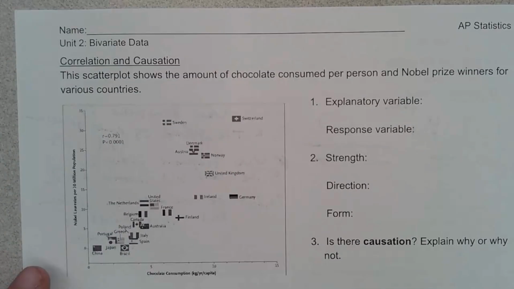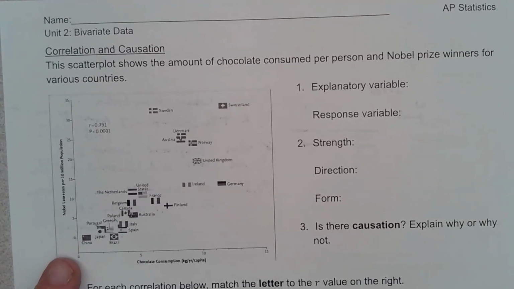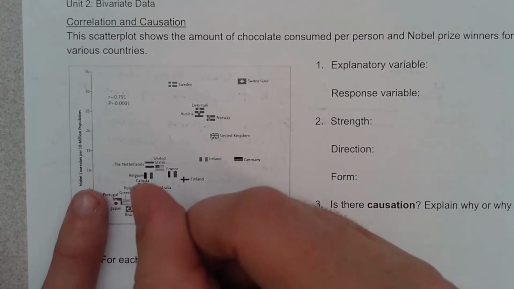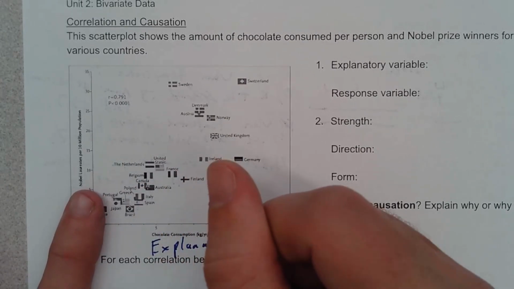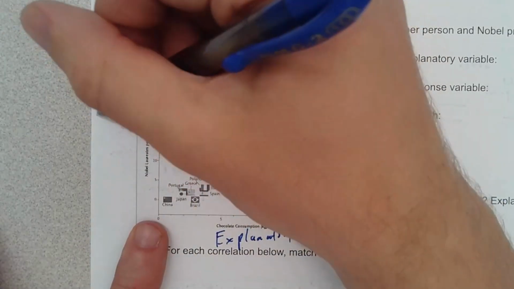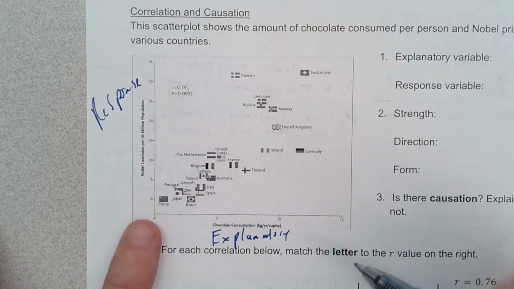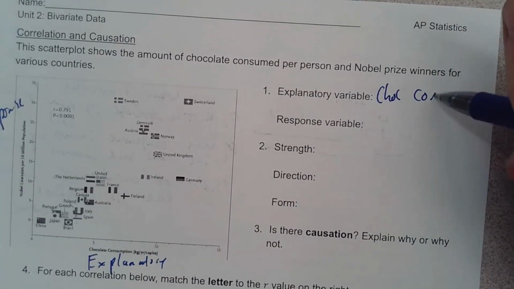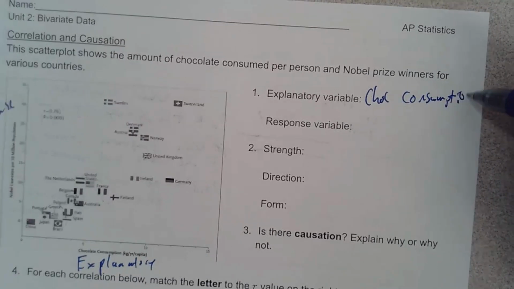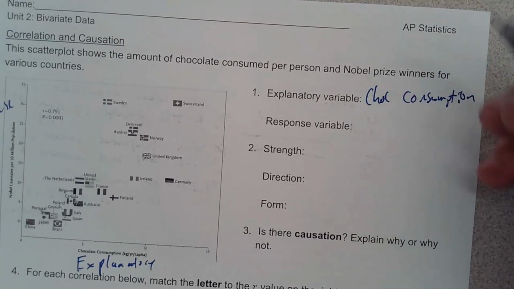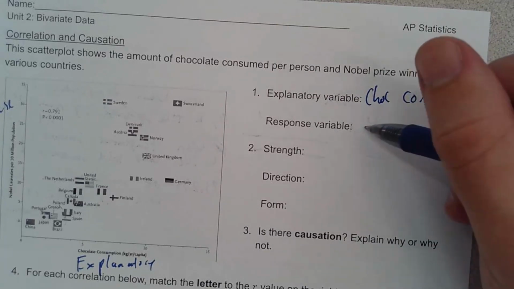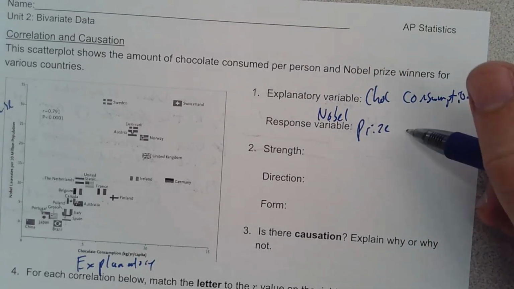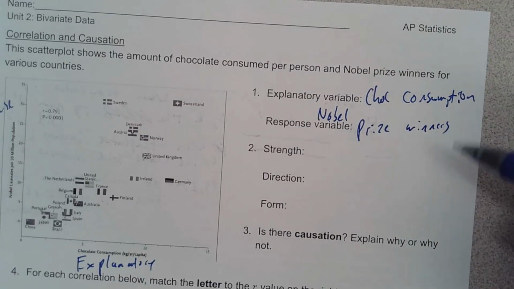This scatter plot shows the amount of chocolate consumed per person and Nobel Prize winners for various countries. What's the explanatory and what's the response? You need to know explanatory is always on the x and response is always on the y. So explanatory is chocolate consumption, and then response is Nobel Prize winners per 10 million. That's fine. I would accept that.